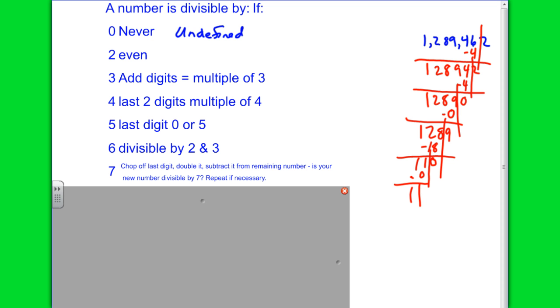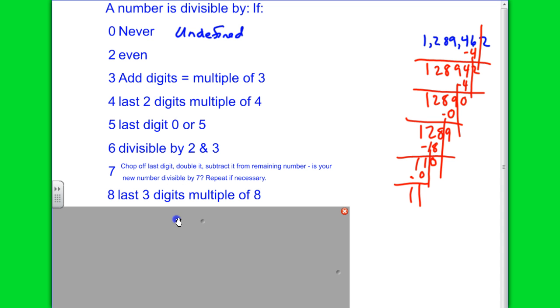Okay. How do you know a number is divisible by 8? If you're divisible by 4, you would be divisible by 2 every time, right? So this is like the 4 one where we look at the last 2 digits, but instead of looking at the last 2 digits, we look at the last 3 digits to see if they are a multiple of 8. It's a bit hard. Okay?